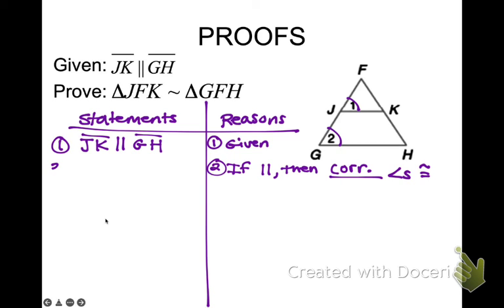Okay, so let's name them. How do you name angle 1 up there? That'd be angle FJK is congruent to angle FGH. Okay. I need a second set of congruent angles. Where is it? Sean? On the top. So angle F is congruent to itself because of the reflexive property.